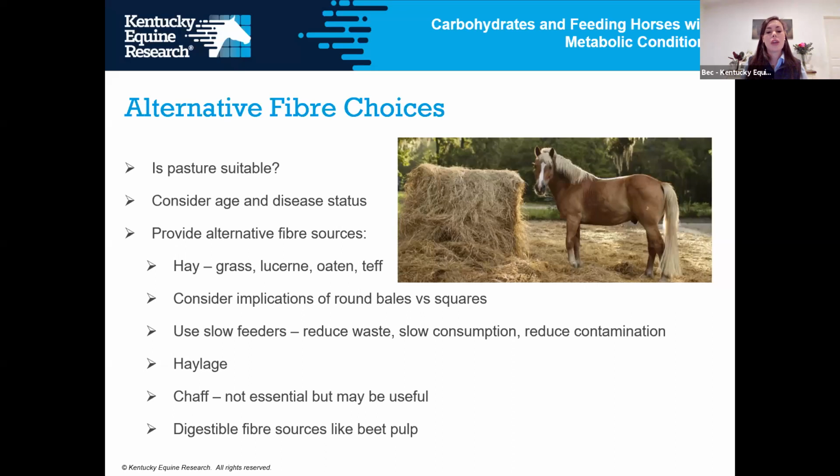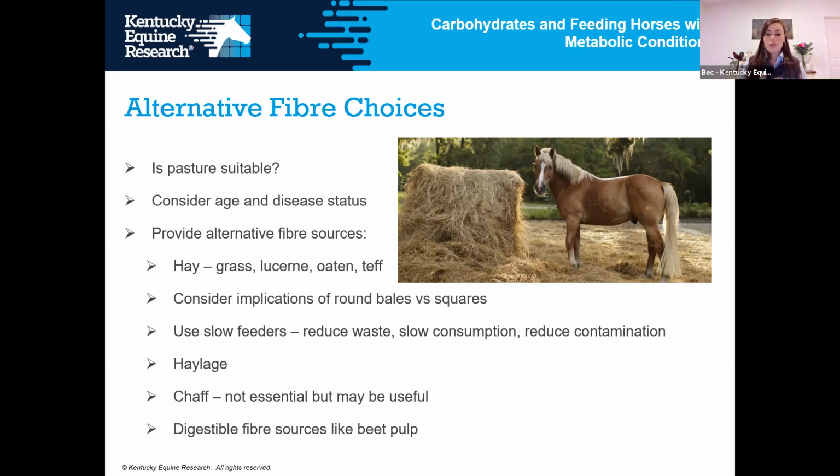We also need to look at the horse's body condition score, because that will help us determine the type of hay or additional forage that we want. And we'll talk about that in just a second. And also we need to look at the status of insulin dysregulation, and that will help us eliminate some of these potential alternative fibre sources straight off the bat.